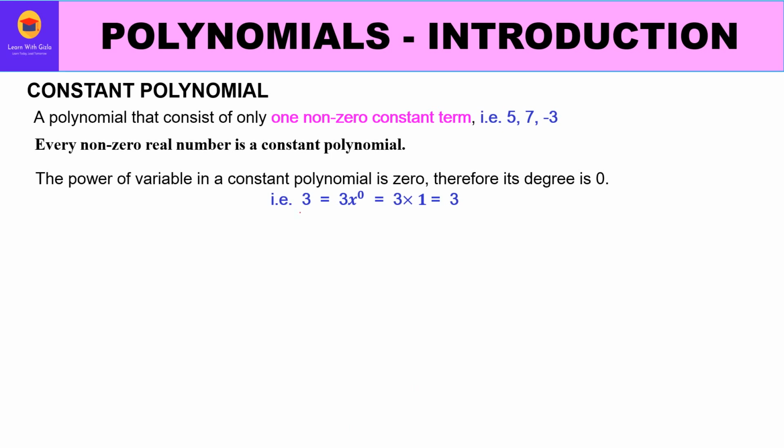Like, for example, we take 3. 3 can be written as 3 into x raised to power 0, right? Because power over here is 0. Now, anything raised to power 0, we know it is 1 according to laws of exponents. So, 3 into 1 is equal to 3. We just avoid writing x raised to power 0. All these polynomials are constant polynomials. We simply write it is 5. It consists of only one term, that is a constant term. Such type of terms are known as constant polynomials, which consist of only one term, that is a constant term, right?